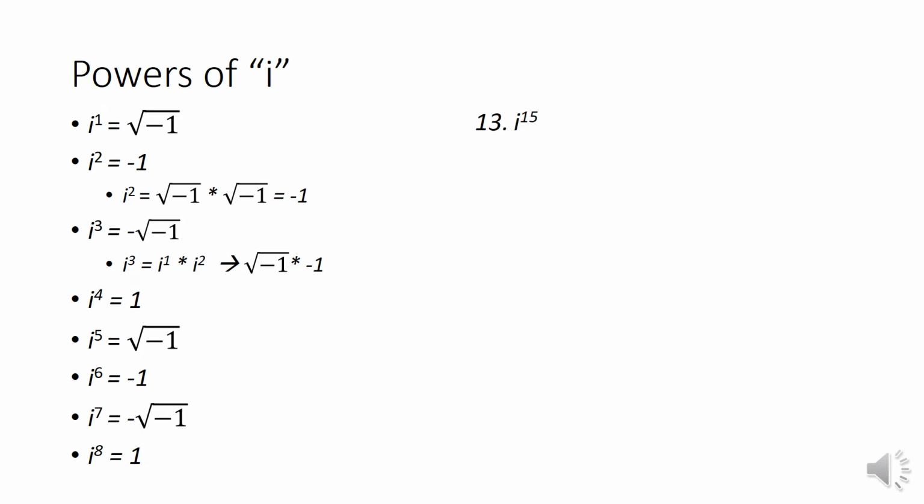So with that known, let's go ahead and work on that notes example problem 13, where we're asked to simplify i to the 15th power. Now i to the 15th is just going to be equal to i to the 12th times i to the 3rd. Now i to the 12th is divisible by 4, so we know that i to the 12th is going to be equal to 1. i to the 3rd we know is equal to negative square root of negative 1. Right. So what is i to the 15th? It's just equal to negative square root of negative 1.